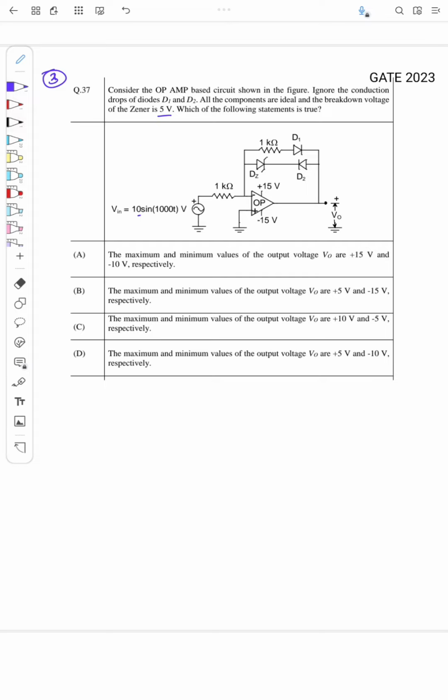So a circuit is given and the option is like the maximum and minimum values of output voltage V0 is some voltage. So we need to find what is the maximum and minimum value of voltage at Vout. So that is the question.